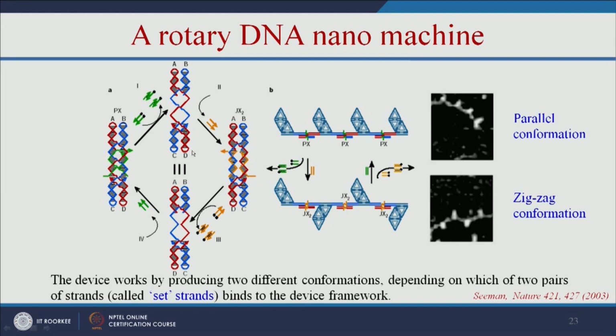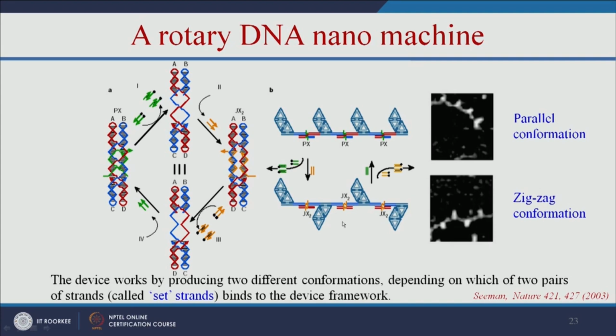This double stranded DNA is holding this single stranded, and when we add this kind of set strands, it will form this kind of parallel conformation and zigzag conformation, depending on the size of your set strands. If the set strands match the size of your single stranded DNA, it will produce parallel conformation. If it is slightly bigger than your single stranded DNA, it will form zigzag conformation.